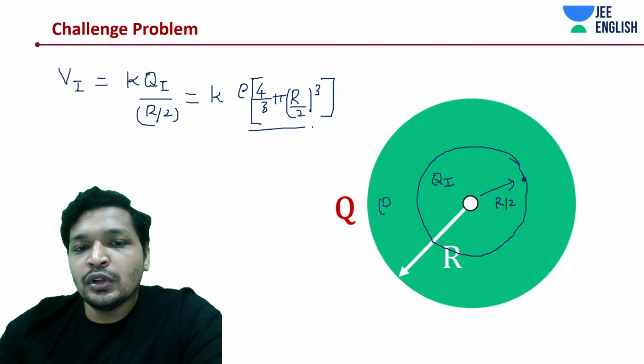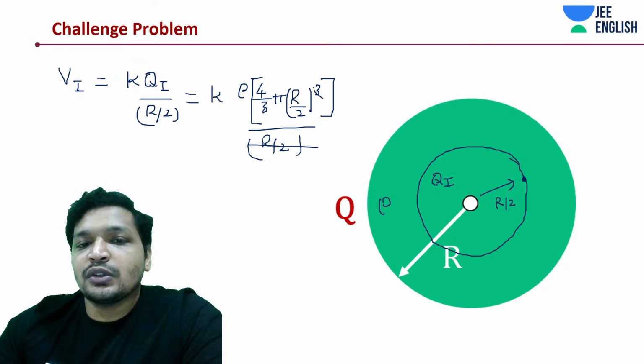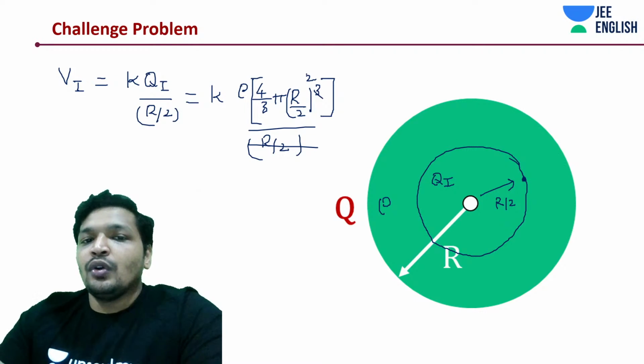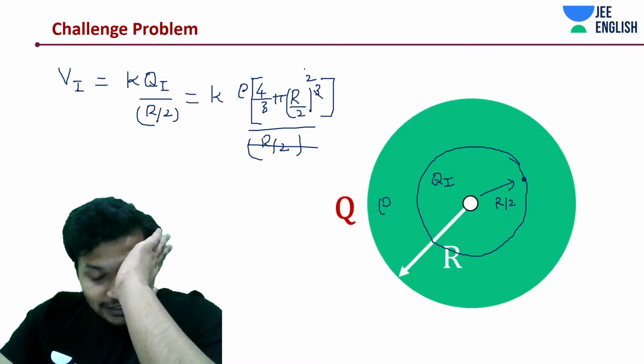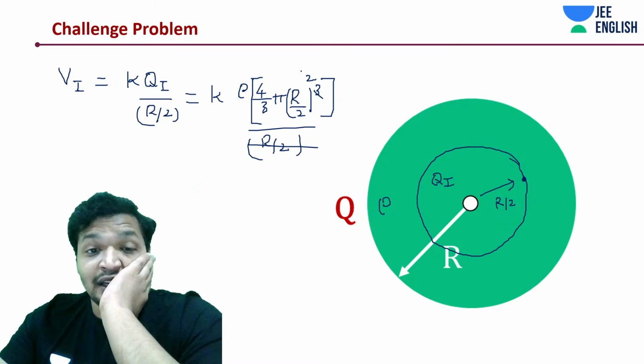R by 2 whole cube. R by 2 on the denominator. So this would become a square. Okay. That is it, guys. That is it. Don't have to think very hard.